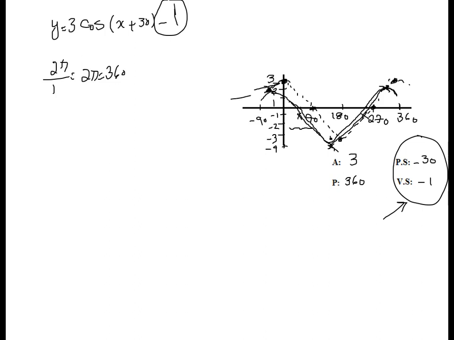Now, I told you I need the coordinates of the points. This point used to be 0 and 3, now -45, -45 and 2. Oh, I'm sorry, -30 and 2. So it's -30 and 2. Now, this point used to be 90 and 0. Now it becomes 45 and -1. So this point is 45 and -1. This point was 180 and -3.